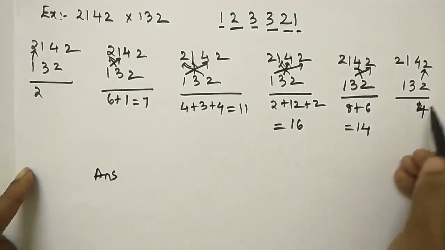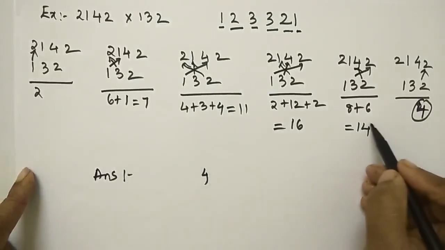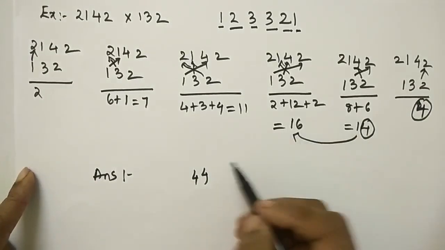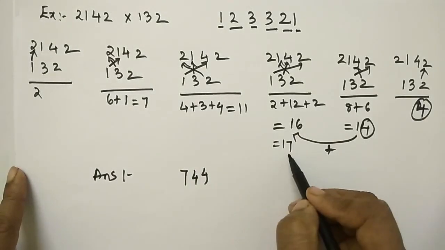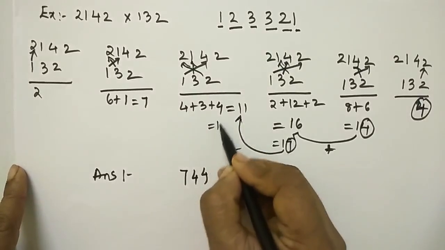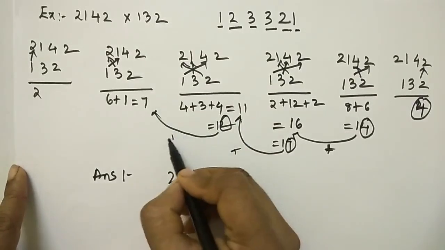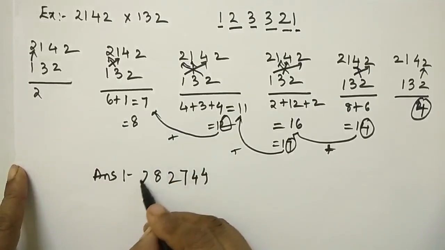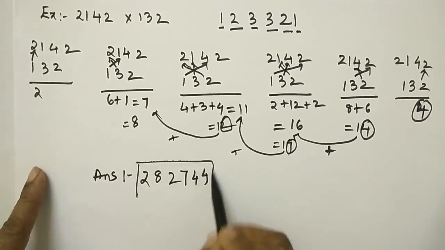Answer will be here. Nothing is there to carry, so you will write simply 4. And here you will write 4 and carry this 1 2 here. You will get 17. Write down here 7. Then carry 1 2 here. This becomes 12. So write down here 2. Carry this 1 2 here. This becomes 8. And nothing is there to carry out. So the value will be 282744. This is the final answer.